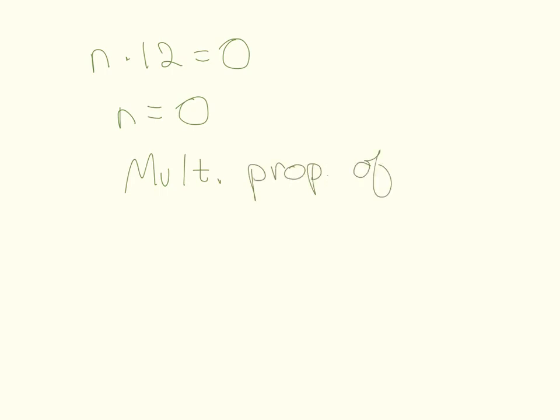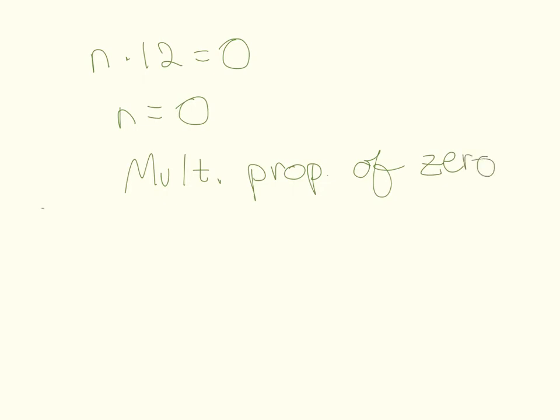Okay, so now that we've seen all that, the question is what are you going to be asked to do with this? So some problems will be something of this nature, where it'll be n times 12 is equal to 0, and you would say, of course, well, that must mean that n is equal to 0, and what property is being used in order to figure that out? Well, that would be the multiplicative property of 0. And I'm going to do some abbreviating here. Multiplicative property of 0.